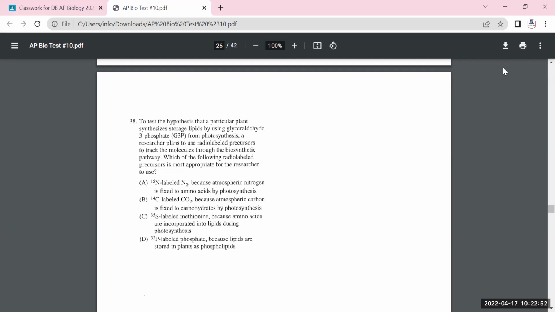Okay, carbon 14 labeled carbon dioxide, because atmospheric carbon is fixed to carbohydrates for hydration. Yep, seems to work. Sulfur labeled methionine, because amino acids are incorporated into lipids during photosynthesis. That's not true. Phosphorus, because lipids are stored in plants as phospholipids. No, so B is the best answer.